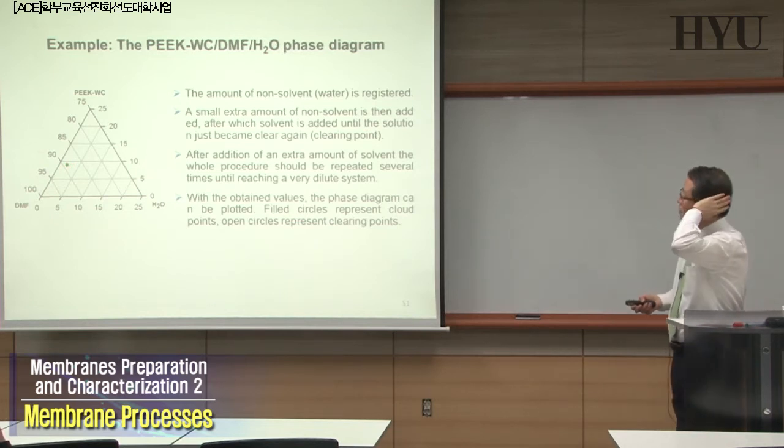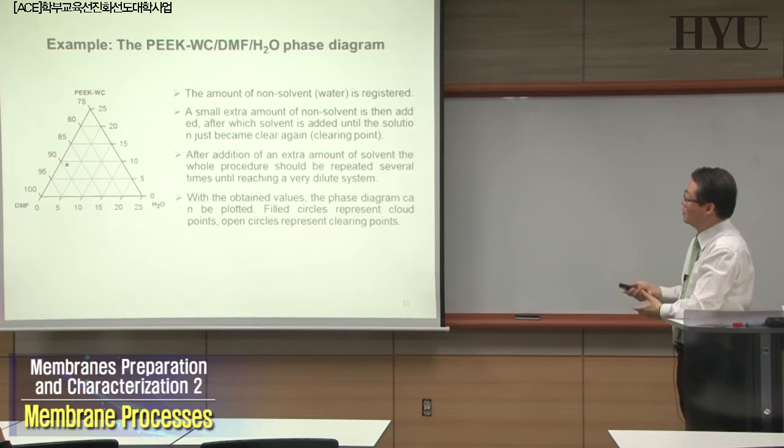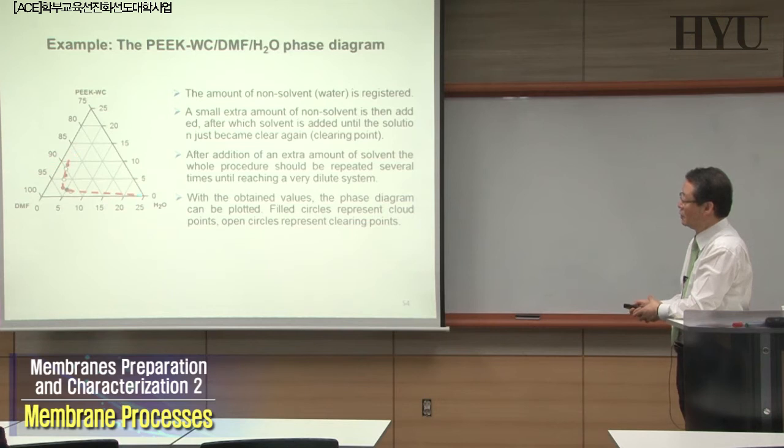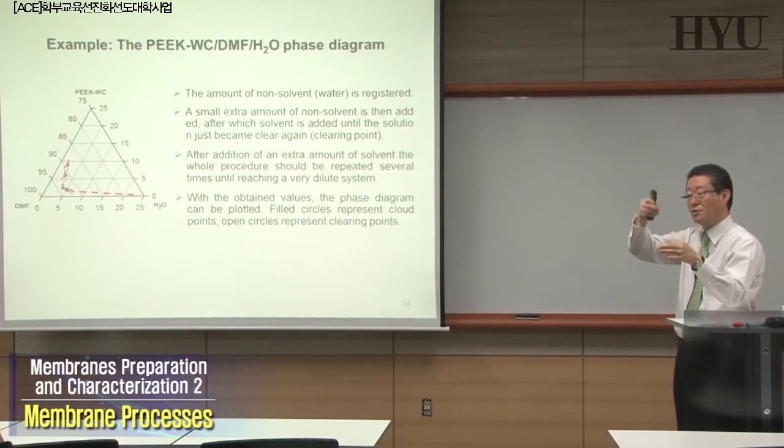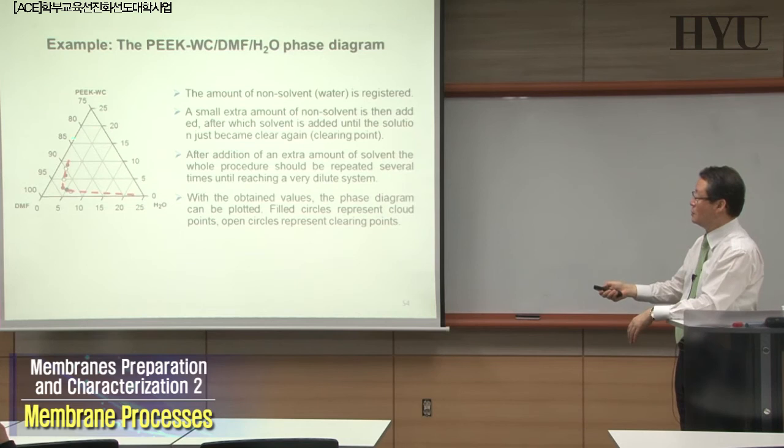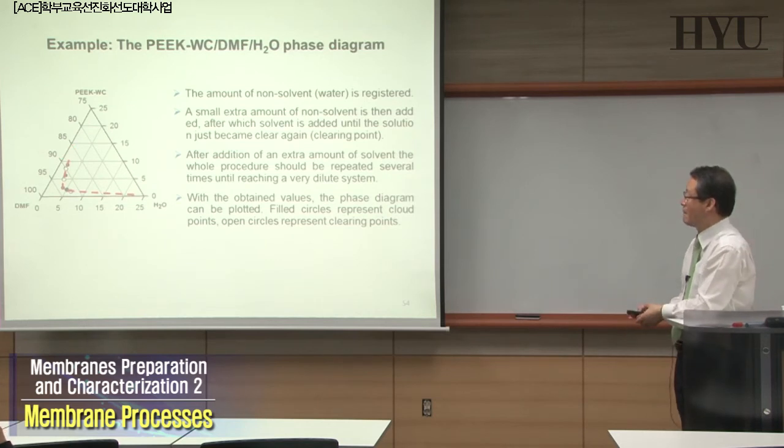Then you add a small amount of the non-solvent and find the clearing points, and if you change the clearing points by diluting this polymer, then you can determine the binodal lines. Okay? This way, by changing the polymer concentration and adding the non-solvent, you can determine the cloud points and binodal points as well.